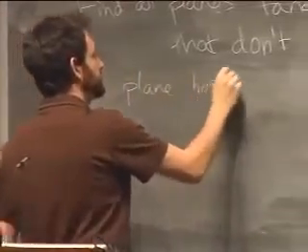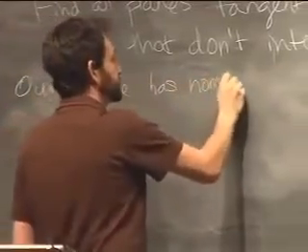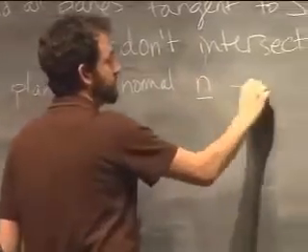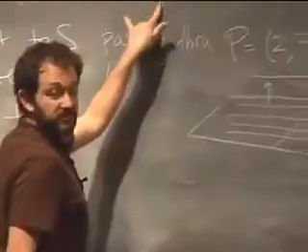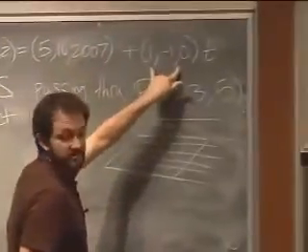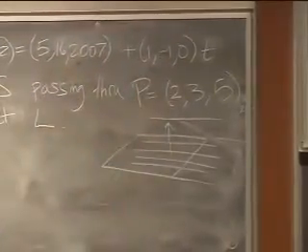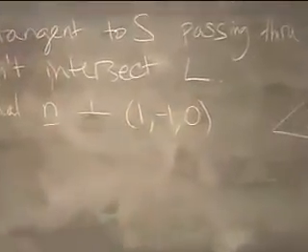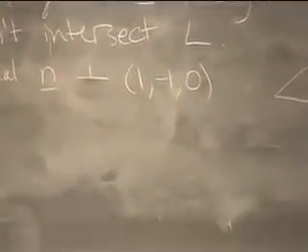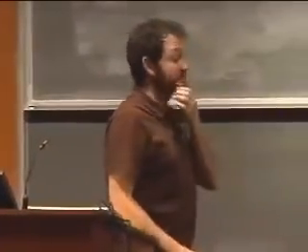So whatever plane we're looking for, any plane that we're looking for, our plane has a normal n, which is perpendicular to the vector of the line, which has got nothing to do with the 5, 16, 2007, has everything to do with this: 1, comma, minus 1, comma, 0. Okay, so that's the first thing to observe. And it's kind of nice.